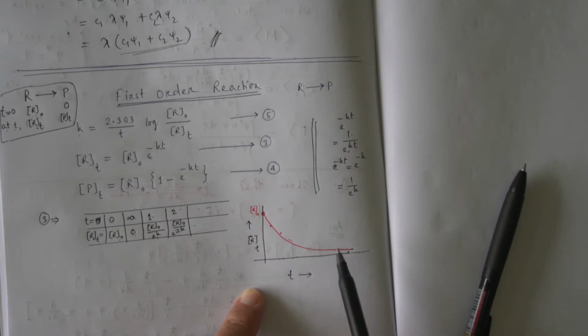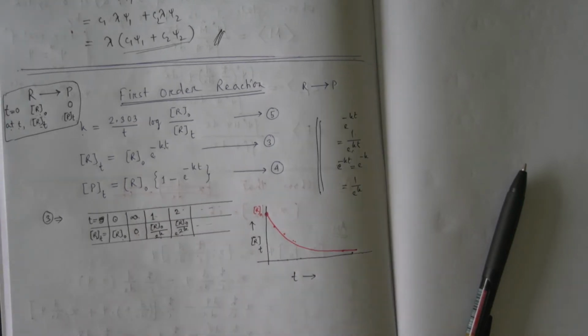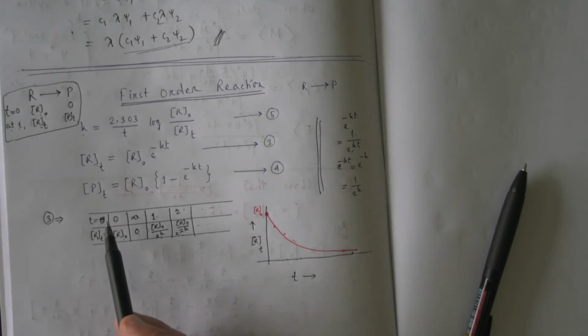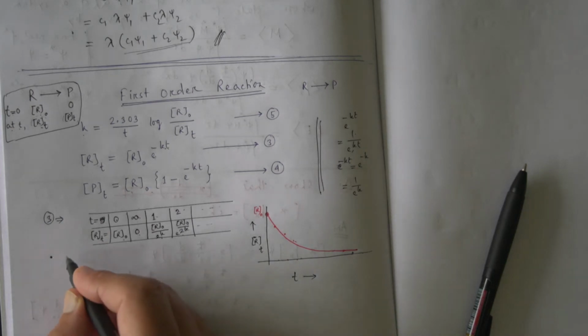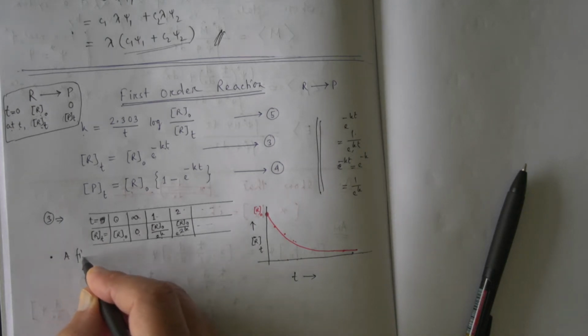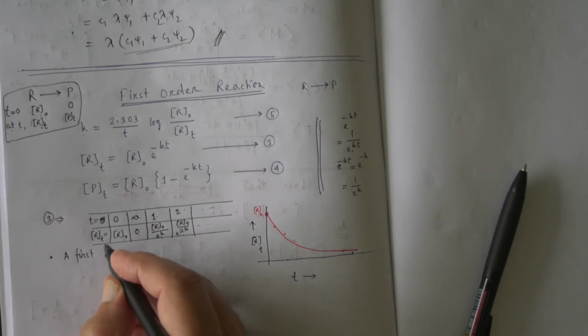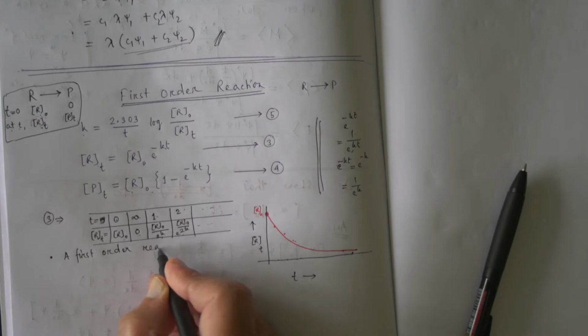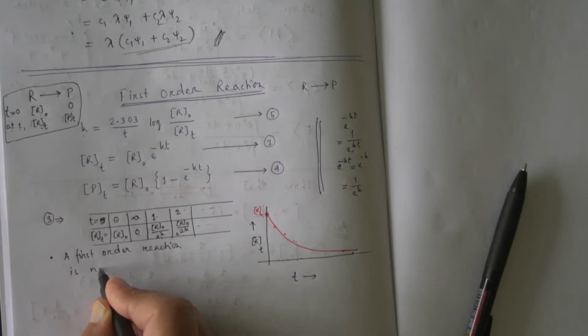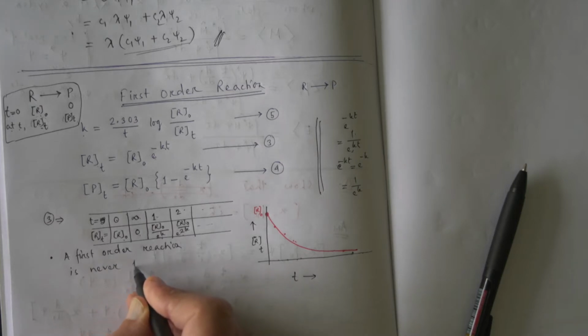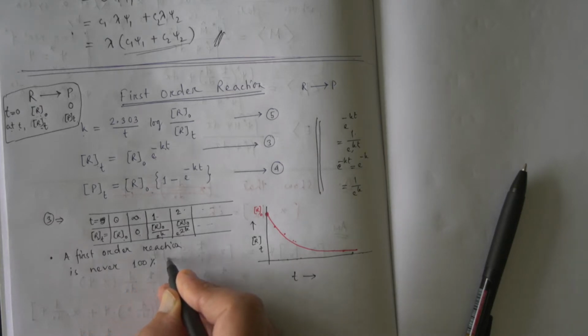Okay, so graph is like this. So what happened is, we can say that first order reaction is never 100% complete.